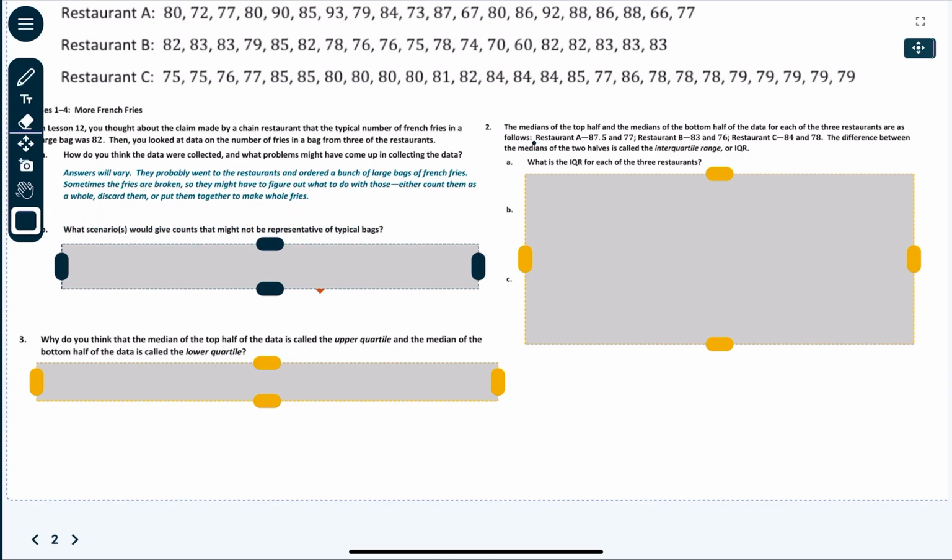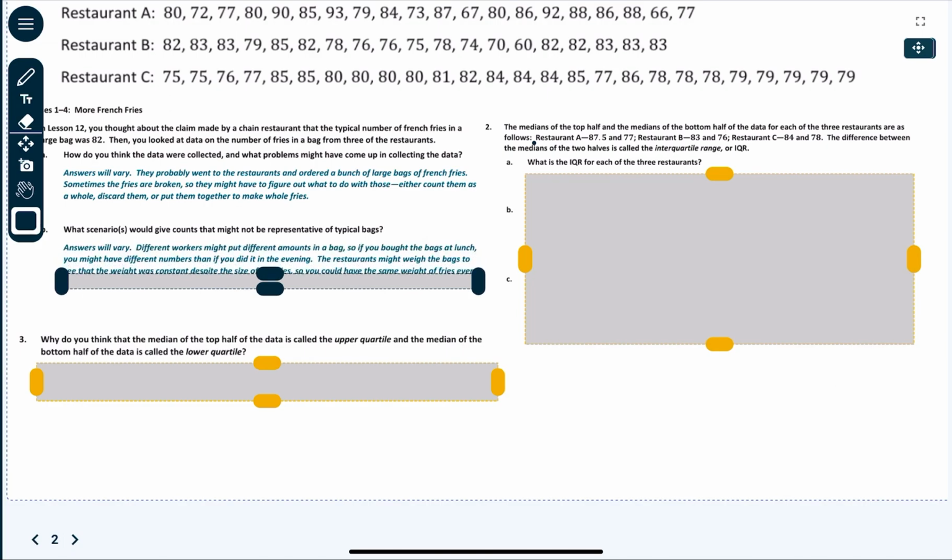Now, what scenario would give counts that might be representative of a typical bag? Well, different workers might put different amounts in a bag. So if you bought the bag at lunch, you might have different numbers than if you did in the evening. The restaurants might weigh the bags to see that the weight was constant despite the size of the fry. So you could have the same weight of fries even though you have a different count of them. If you got a really long one that weighs a lot, or you could have 3 that add up to the same weight, so you got a different count.